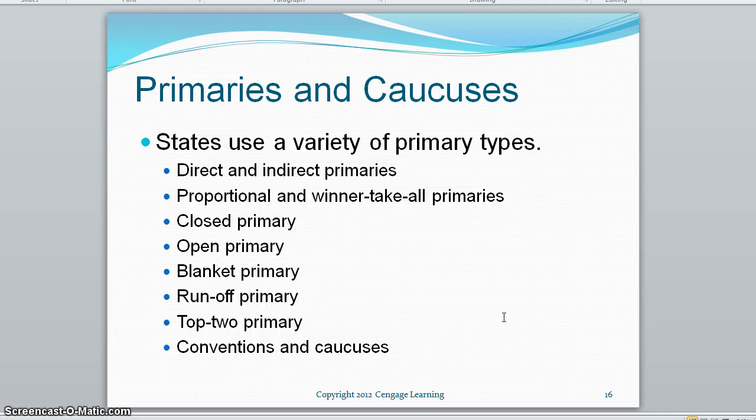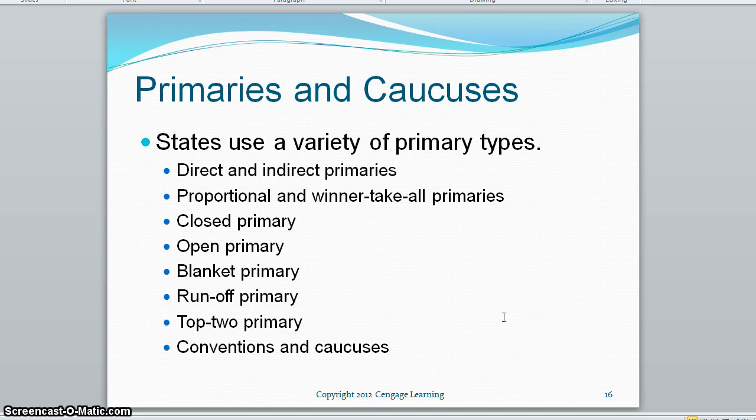In a closed primary, only declared members of the party can vote in that primary. Voters state their affiliation and then vote within that chosen party. Open primary: voters can decide on either party in the privacy of the voting booth, but once they choose, they're restricted to the list of that party's candidates. A blanket primary: individuals can vote for more than one party. That's been ruled unconstitutional by the Supreme Court.